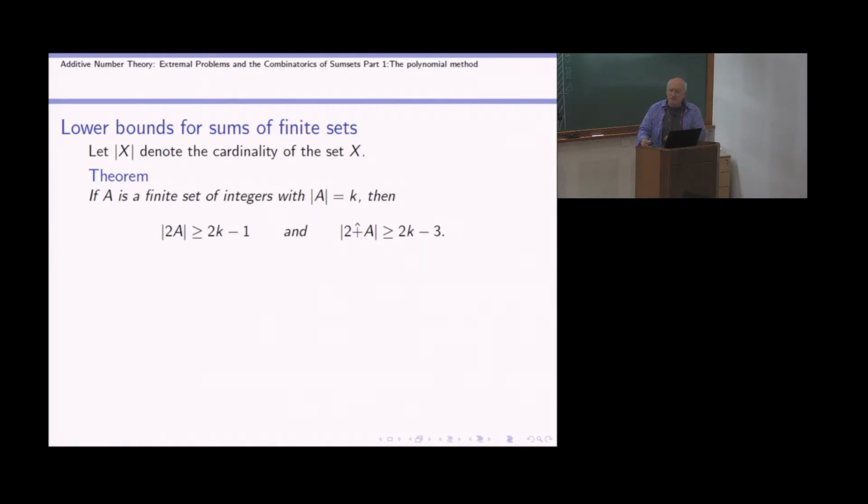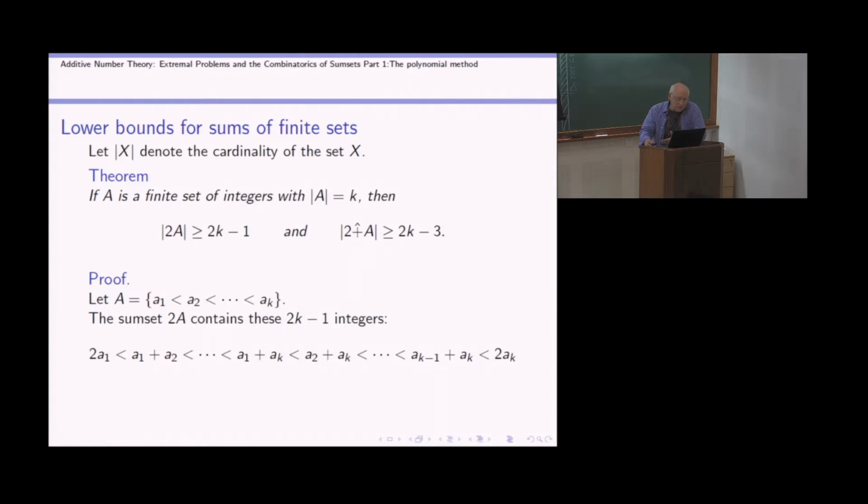We're going to use this theorem tomorrow. What about for finite sets? So here we've been talking about the sum of infinite sets of integers. Suppose you take a set A of integers, a finite set of K integers. So we have two simple inequalities: if you have K integers in A, the sum set has at least 2K minus 1 elements. And if you look at the restricted sum set, it has at least 2K minus 3 elements.